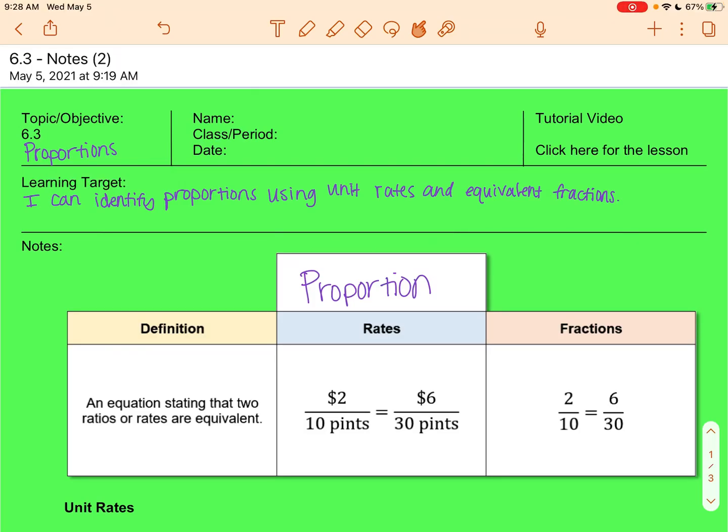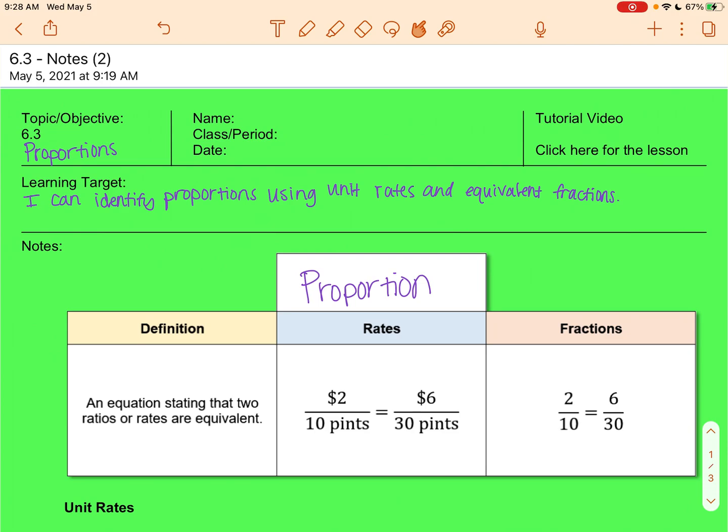Today we are going to work on 6.3, which is all about proportions. Our learning target is I can identify proportions using unit rates and equivalent fractions. So we've talked about unit rates before. That's when you have a fraction or a ratio and your denominator is 1. Okay, and then equivalent fractions are when the two fractions are the same.